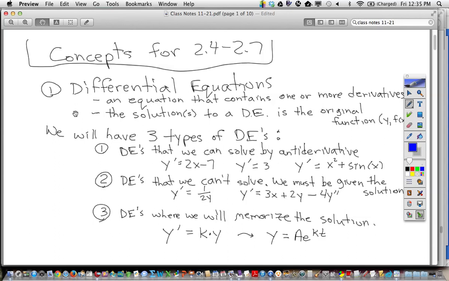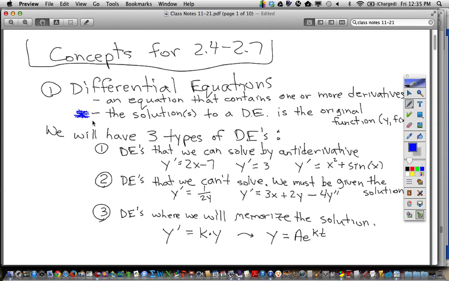is you've just got to repeat this over and over to yourself, right? I mean, just really have to have this cold. The solution to a differential equation is the original function y. These are the notes from yesterday. They're up on the website.